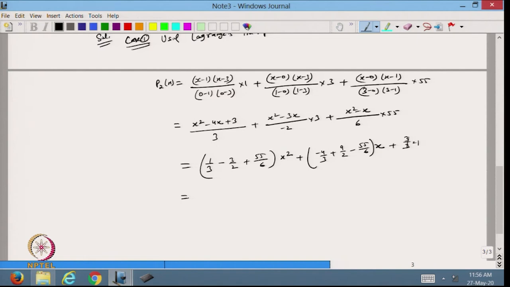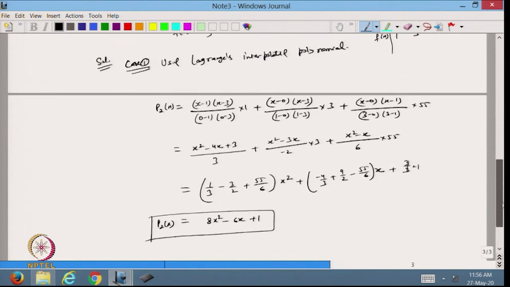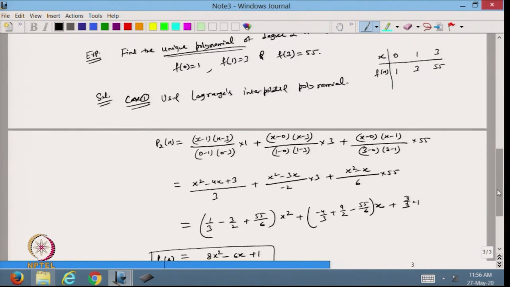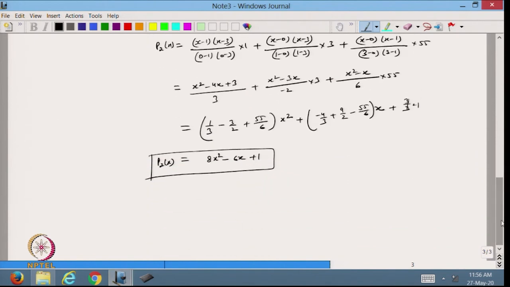So, now from here this expression, if I do the LCM of this, then I will get 8x square minus 6x plus 1. So, that is my P2x. So, this is the quadratic polynomial we are able to find using these three data points. Now, this we have done with the help of Lagrange. So, let us do this one.